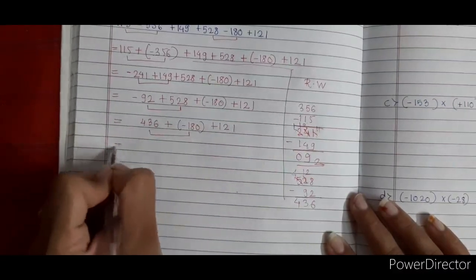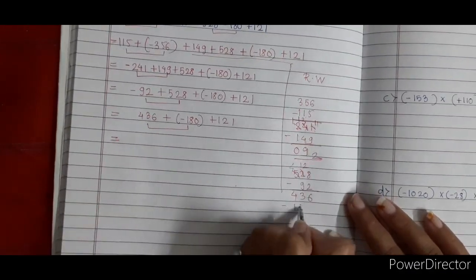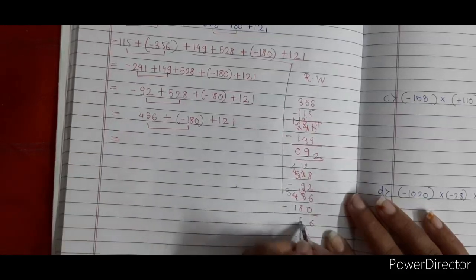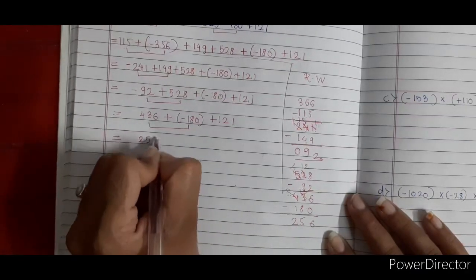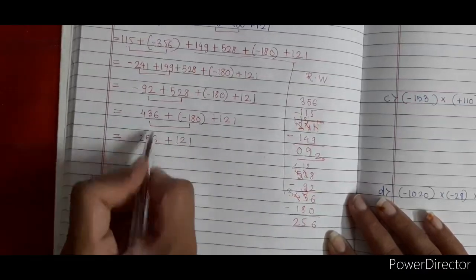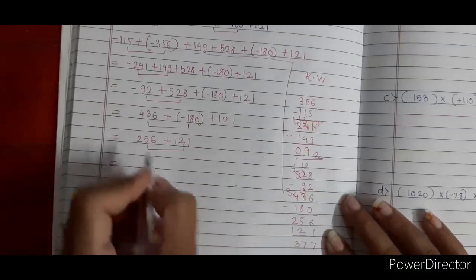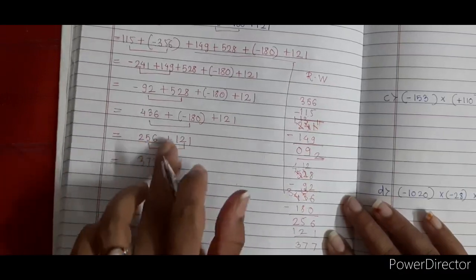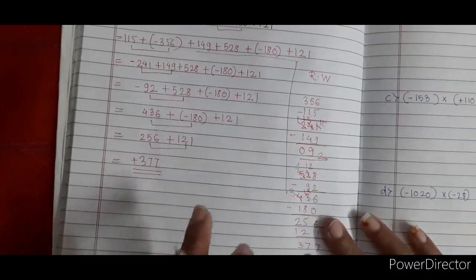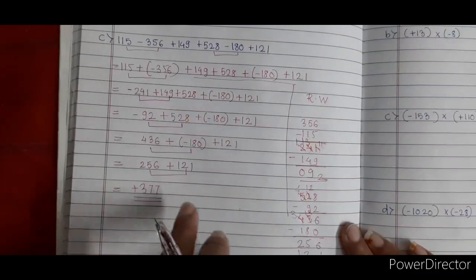Again, take two numbers at a time. Both of them have different signs, so I'll subtract the smaller number from the larger number, and I'll get 256 plus 101. Both of them have the same sign, so I'll simply add them, and I get 377, and I'll use the common sign. Both of them are plus, so the answer is positive. Okay, you got it? Pause the video and try to solve both the questions properly in your rough copy.